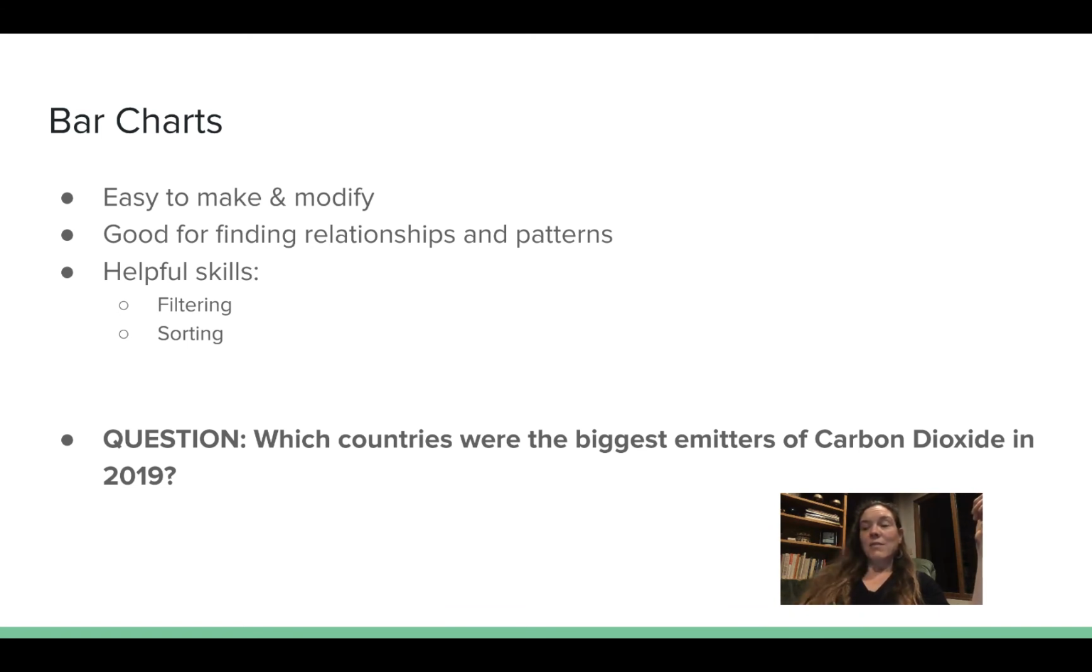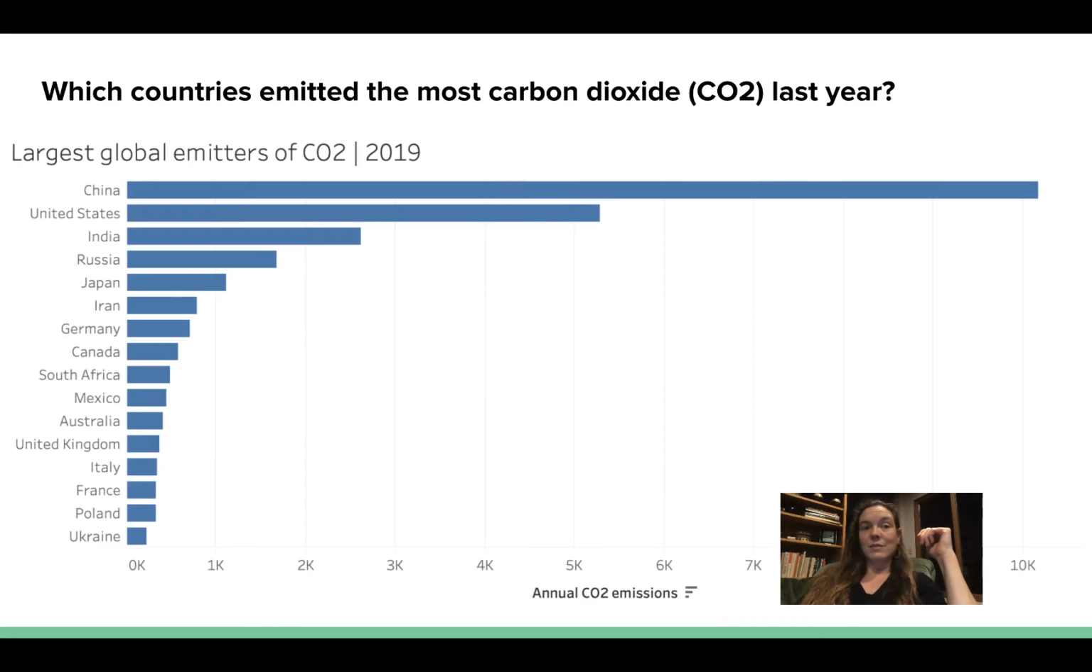So a good type of question that I can answer with this is, well, what countries specifically are the biggest emitters of carbon dioxide in 2019? The tree map showed me that there's variation in emissions, but I'd like to get more specific. Here's the chart I made, and I'll show you how to make these in the next series of videos. So which countries emitted the most carbon dioxide last year?